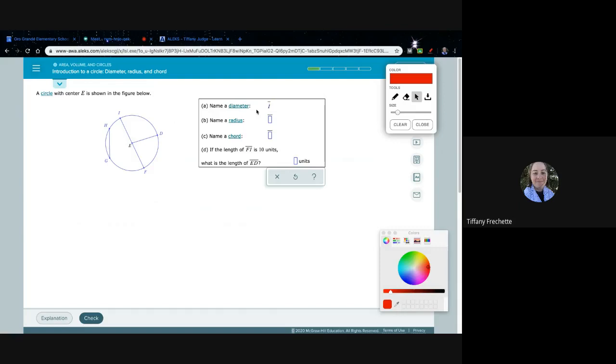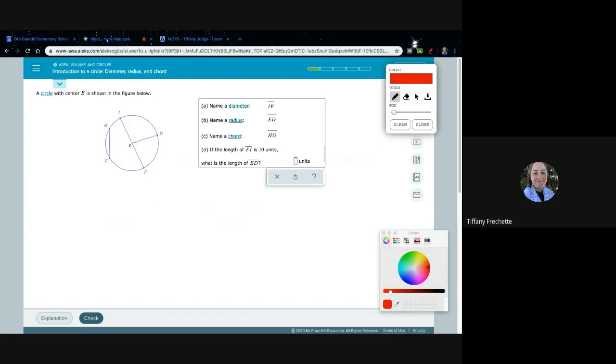I'm going to type these in. I had IF, because when I hit clear it cleared out everything. So E, D, or DE, it doesn't matter which way you go. The segment shouldn't matter which way you name it. Chord: remember, it doesn't go through the center, but it goes from side to side. It could go through these lines too. It just can't go through the center, because if it goes through the center, we have to call it a diameter.